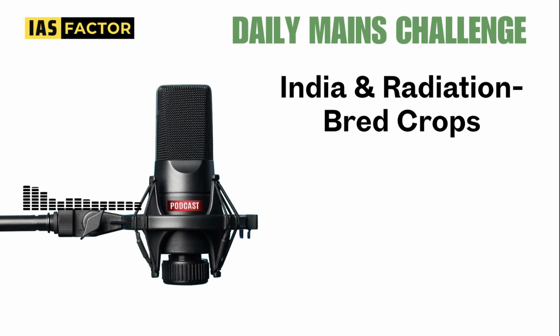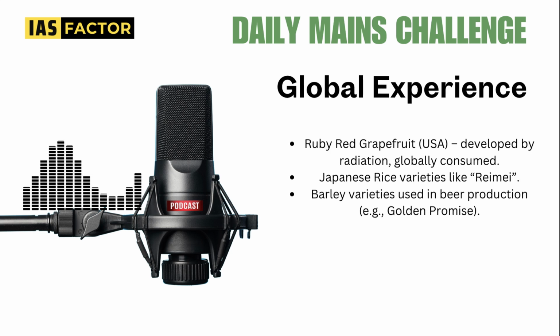And about India and the various radiation bred crops, what are these? We have discussed the BARC list already. Find out if there are any other types of crops, and what the global experience is. So the Ruby Red grapefruit, the Japanese variety like Reimei, and the barley varieties used in beer production like Golden Promise. Golden Promise, Reimei, Ruby Red, if you can mention these in your answers, your answer will definitely stand out.